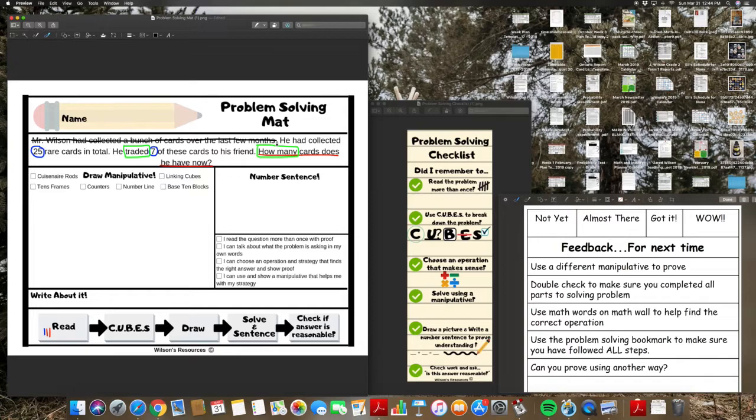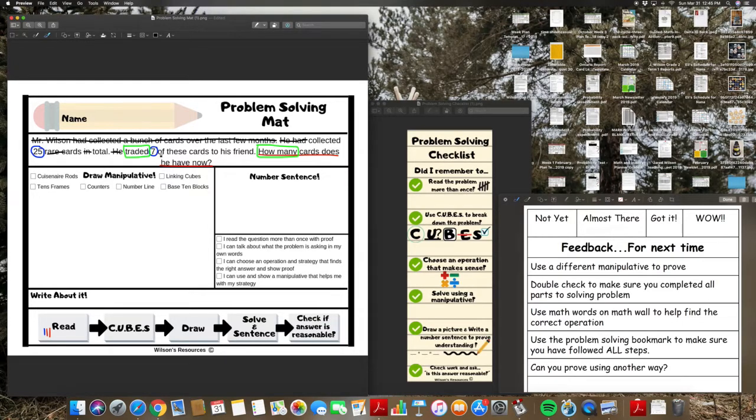He had collected 25 cards in total. I'm going to take out he had and just leave collected 25. Doesn't matter if they're rare. No. So we're going to take out rare, and I'm going to keep the word cards and total just to keep the flow a little bit. I'm going to take out he. We do not touch anything that's boxed or circled.